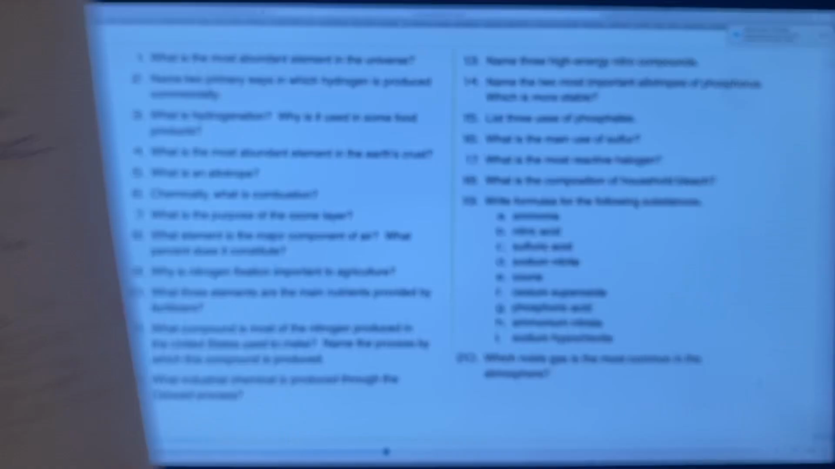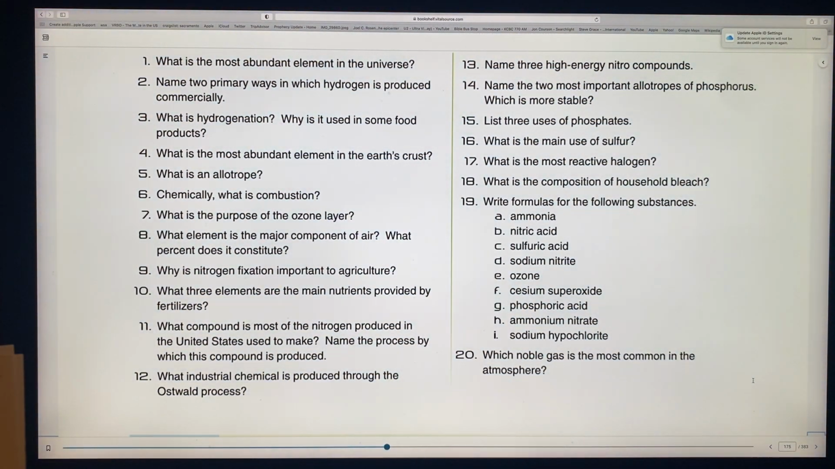All right. Which noble gas is most common in the atmosphere? Helium, right? So, hey, we went through these questions, so they may be in the test. The next thing we'll be doing is the test. We're going to go over the next chapter first, because I think the test is on 2 chapters. But we're finished with chapter 10.